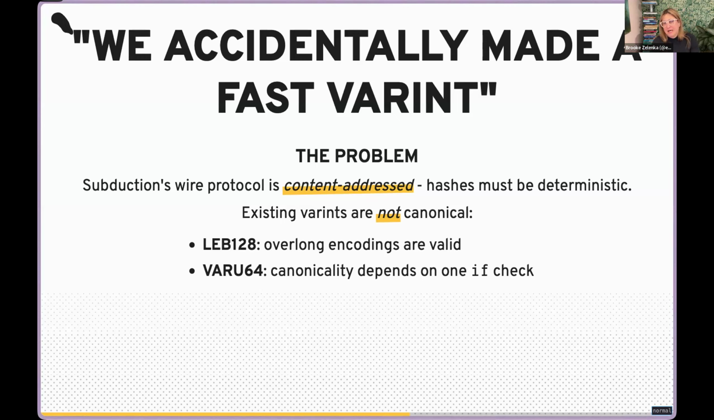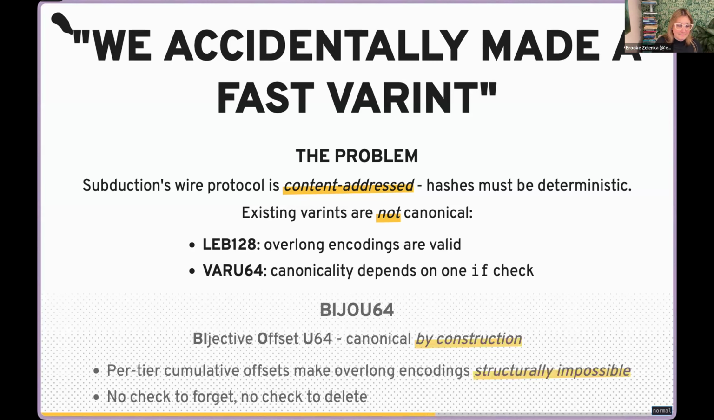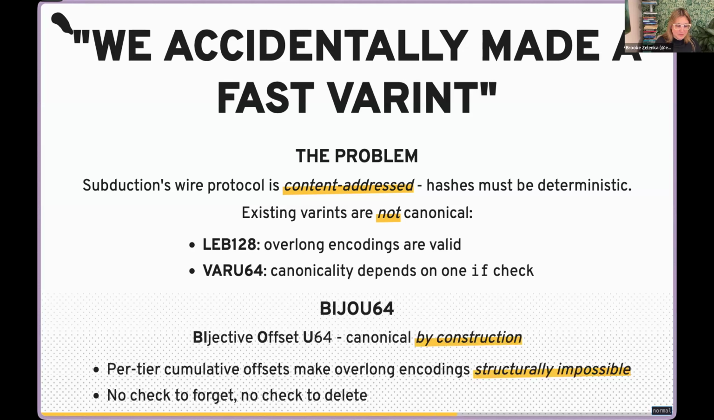So I took a look at it and went, how hard could it be to write one of these things? And the answer is like 2 hours. So we wrote bijective offset U64, or BZU64. That is canonical by construction, except for the largest of numbers, so it has no more play in the system. You write a number, there's exactly one way to represent it in the encoding and decoding.